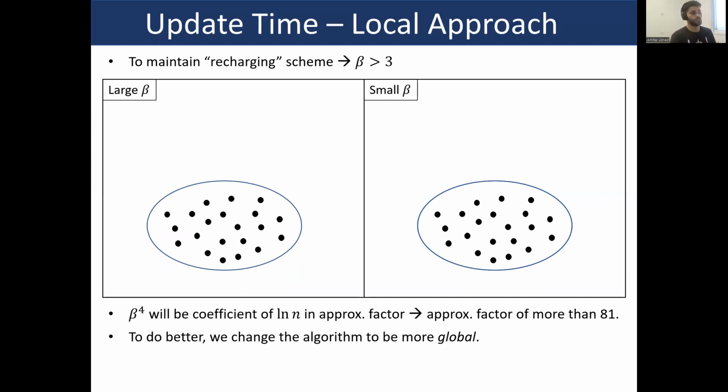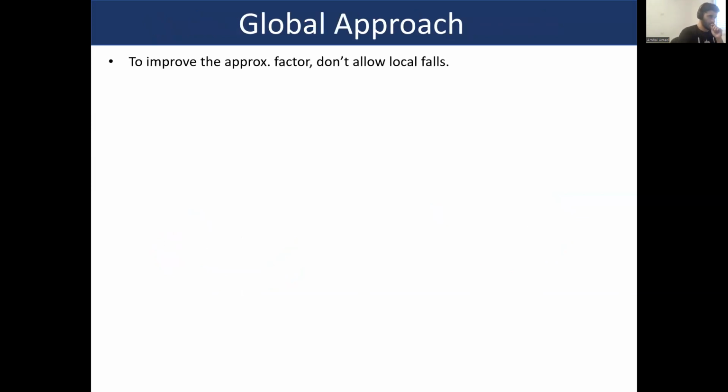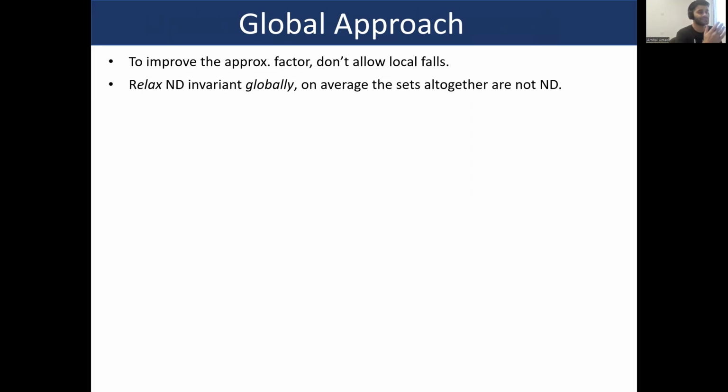So to do better, what we do is we change the algorithm to be more global. And what do we mean by that? We won't allow local falls, because we saw that this makes life harder for us. So we will relax our ND invariant in a global manner, saying that on average, the sets together are not ND. So if some are ND, but they are the minority, and the rest are not ND and they're very clean, then that's okay with us. And that's just what we do. And we fix beta to be 1 plus epsilon. So now ND means that about an epsilon fraction of elements left.